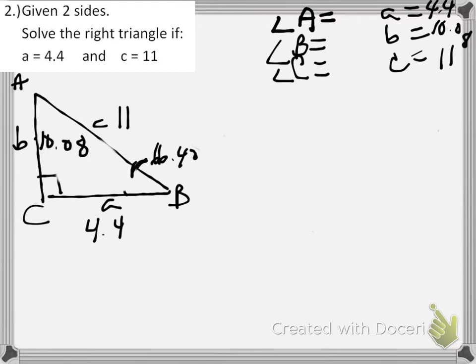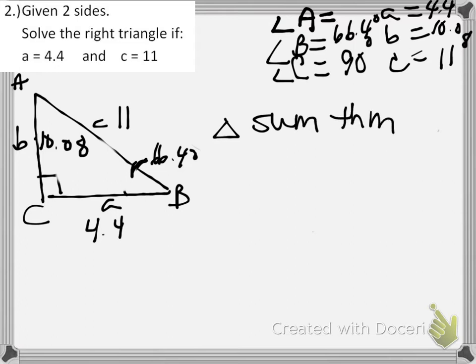All right, you guys, so I know that angle C is 90, angle B is 66.4 degrees, and the only thing that's left is to find angle A. So I need to use the triangle sum theorem. I'm just going to abbreviate it right here.